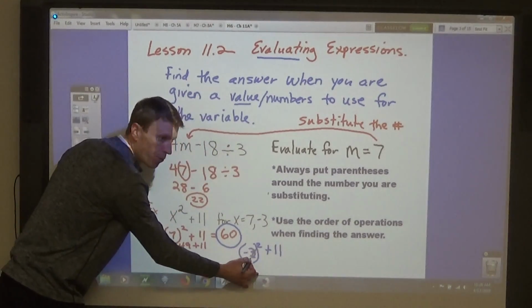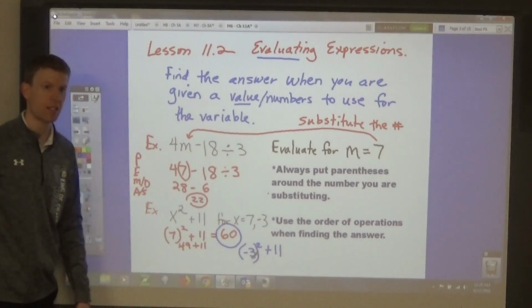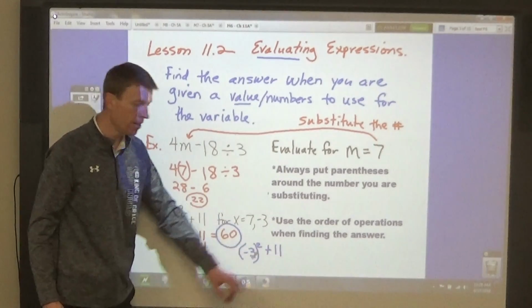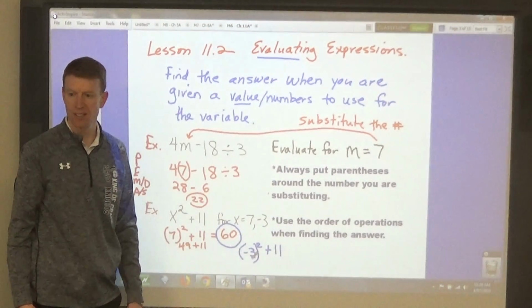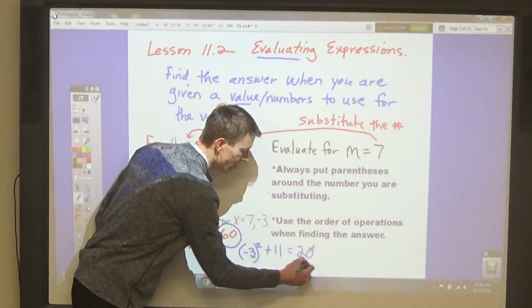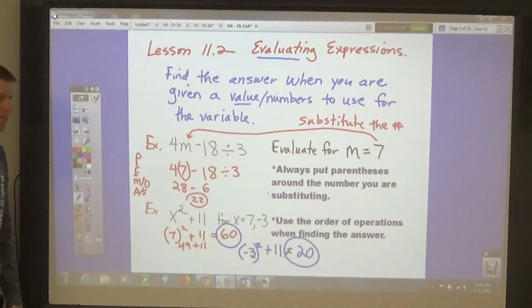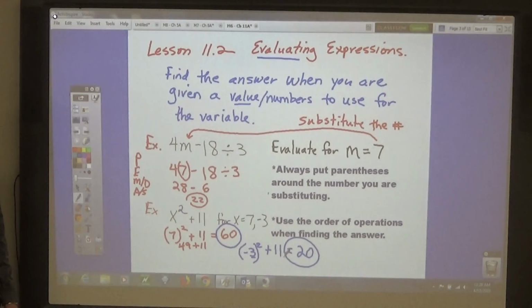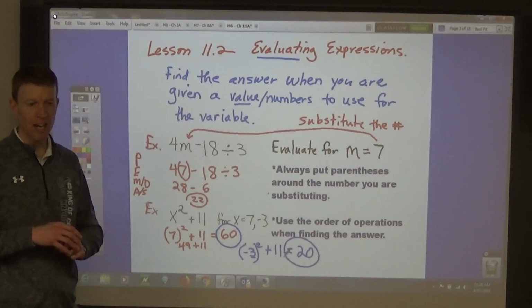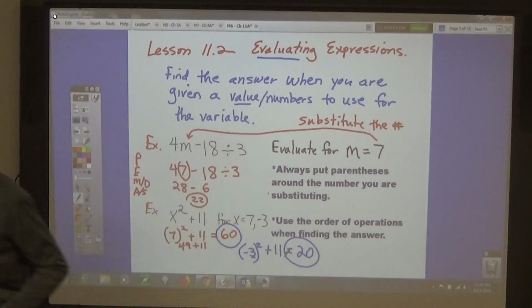So this is negative 3 times negative 3, which is 9. Plus 11 equals 20. And circle it. So you have to remember your positive and negative multiplication and division and all that fun stuff you've been learning about computation with positive and negative numbers.